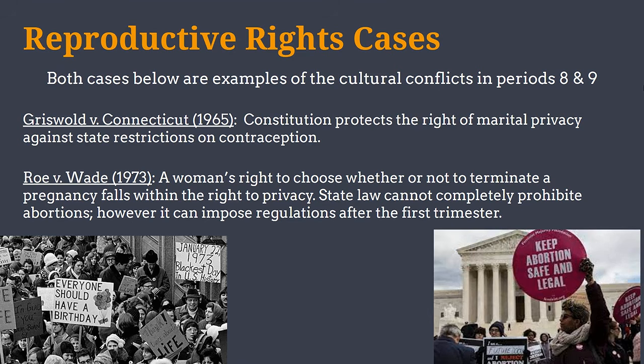Next is the one Supreme Court ruling still discussed and debated in the news and other media today in 2021, Roe v. Wade, in which the Supreme Court ruled a woman's right to choose whether or not to terminate a pregnancy falls within the right to privacy. State law cannot completely prohibit abortions. However, it can impose regulations after the first trimester.